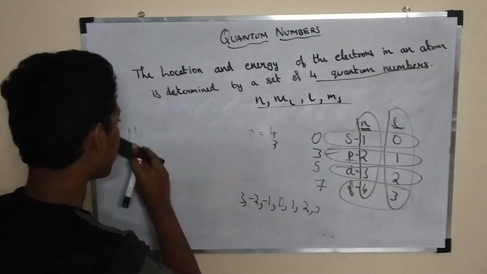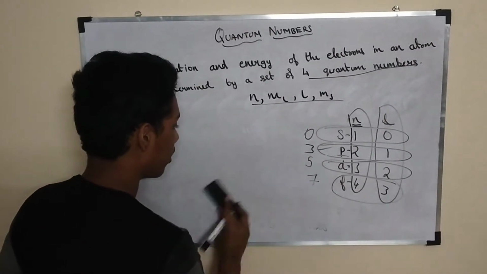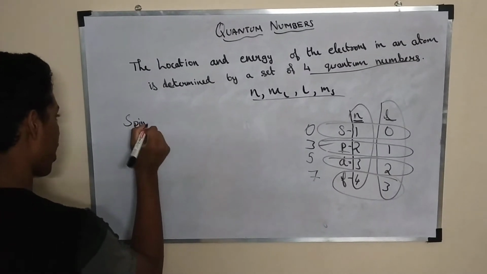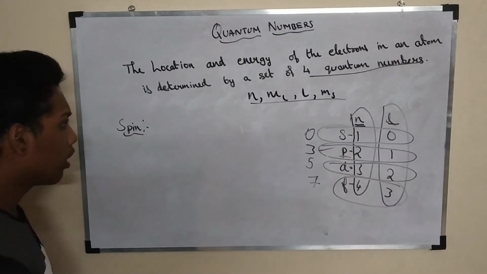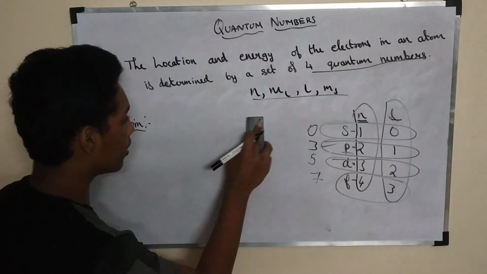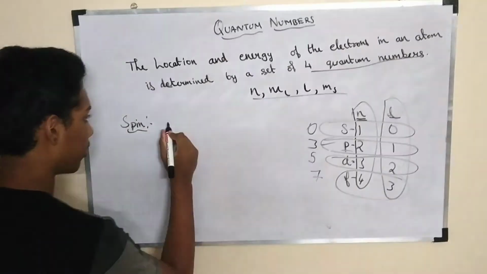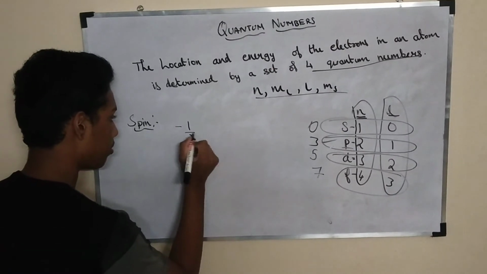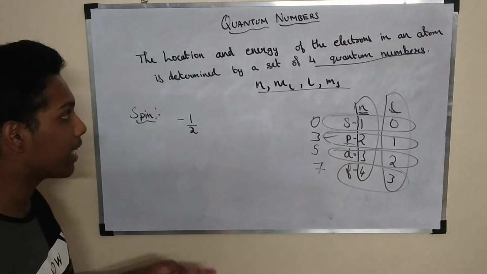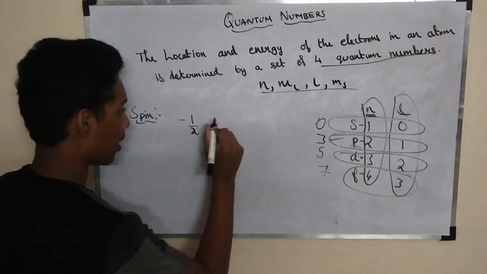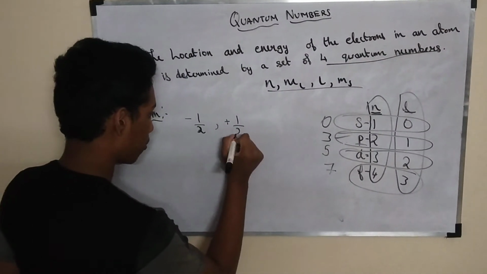Now let's move on to the last one, the easiest one, Ms, which is the spin quantum number. What is the spin quantum number? It just has 2 values. Remember that. It just tells us the spin of the electrons in the orbital, right? It has only 2 values, minus 1 by 2 and plus 1 by 2.